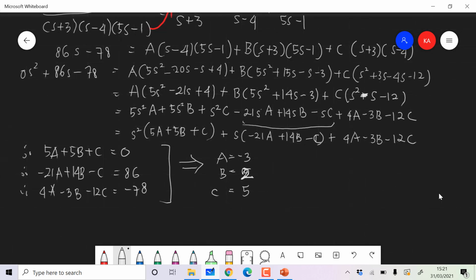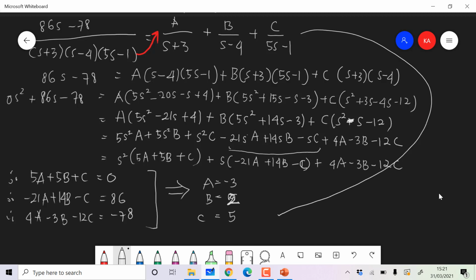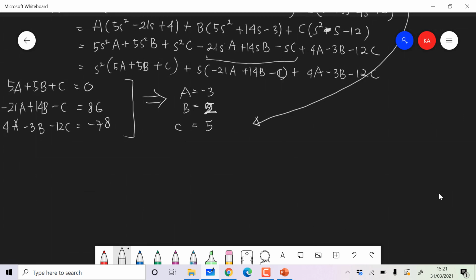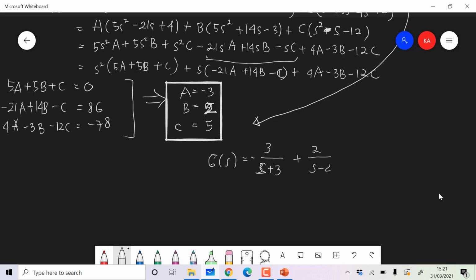Okay, so we can write this equation using this one. We got that G(s) is equal to minus 3 per s plus 3, plus 2 per s minus 4, plus 5 per 5s minus 1. Okay, and then we can write it like this: minus 3 per s plus 3, plus 2 per s minus 4, plus 1 per s minus 1 per 5.